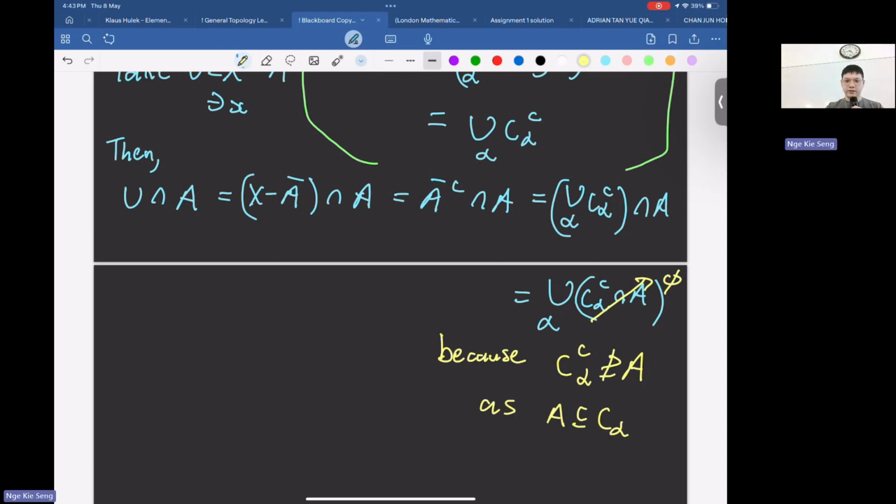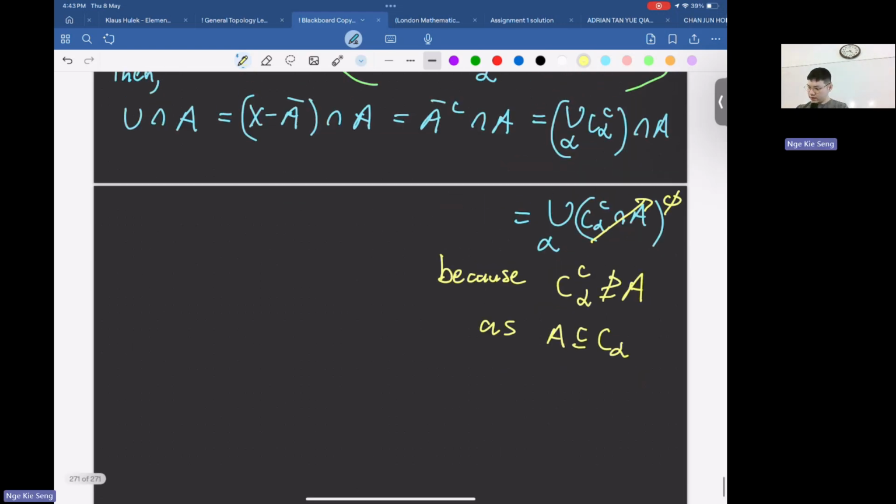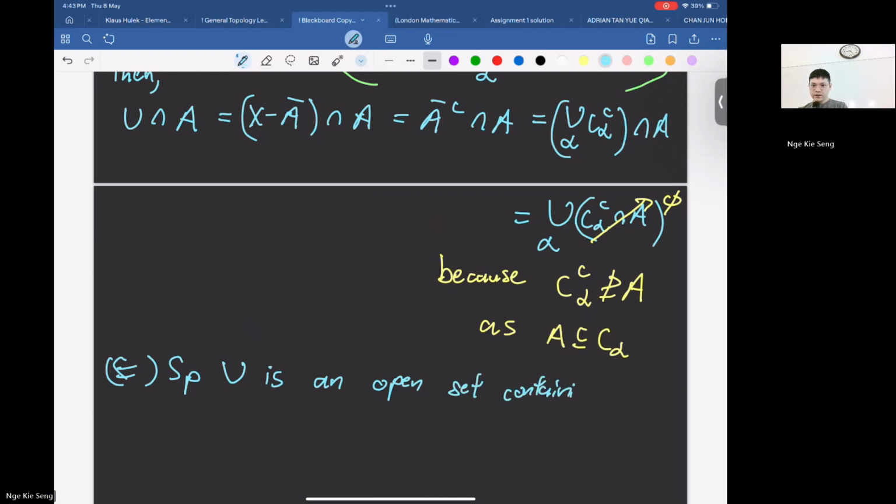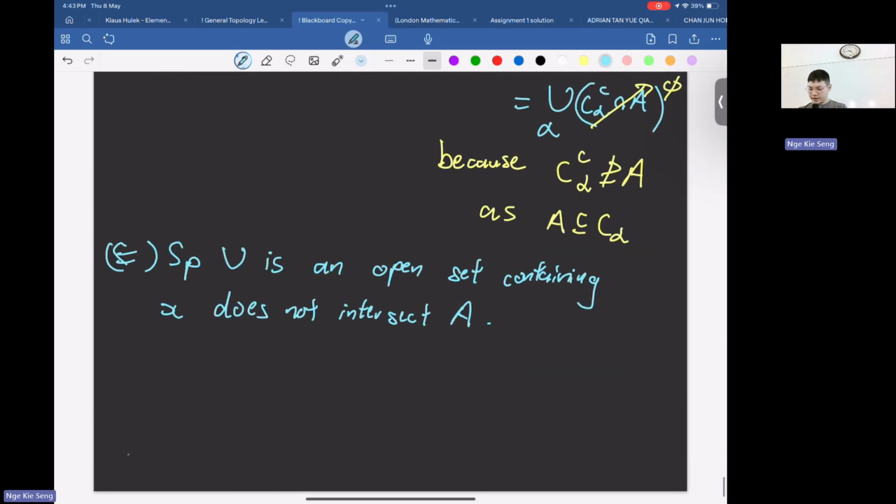Okay, how about the other direction? Suppose U is an open set containing X that does not intersect A. What we want to show is that our goal is to show that X is not inside A bar.